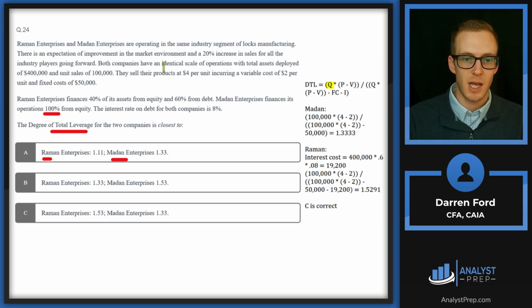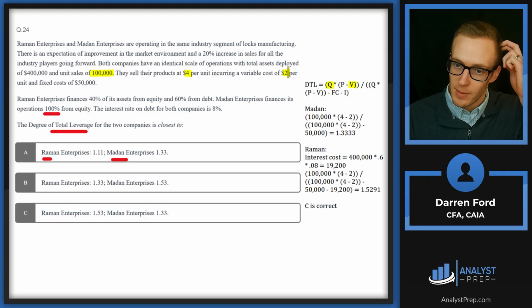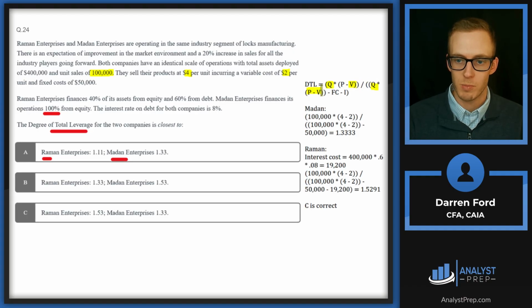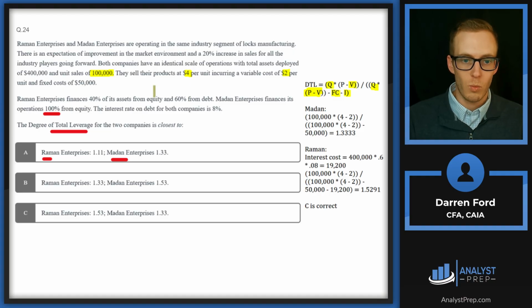So under both scenarios, Madan and Raman are selling the same amount. So we have sales quantity of 100,000, and then their P, which is price, is 4 per unit, and then V, which is variable cost or cost of goods sold, is $2 per unit. So they both end up with the same gross margin there. And then in the denominator here, we're going to have that same value, our gross profit. Then we're going to subtract out fixed costs, and then subtract out interest cost. For fixed costs, we are given that at 50,000 as well. So really the only difference between the two is going to be our interest cost.